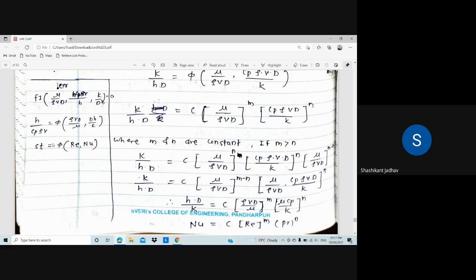Okay, then write down the next equation. K upon hd is equal to c into bracket mu upon rho vd raised to m minus n, into bracket rho mu upon rho vd into cp rho vd by k raised to n.